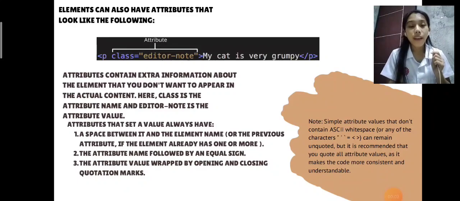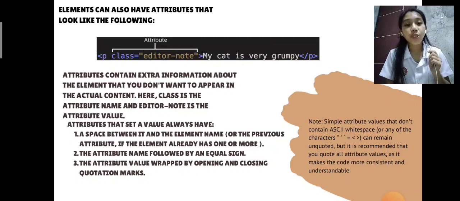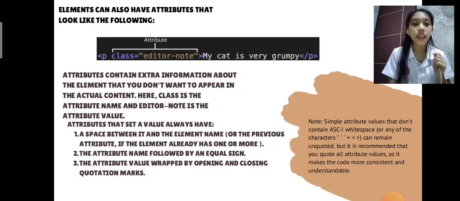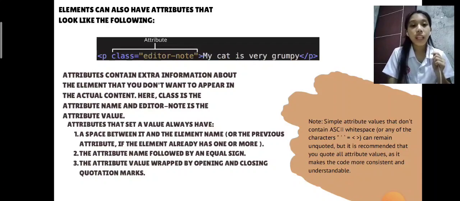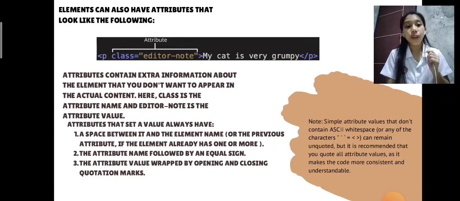Elements can also have attributes that look like the following. Attributes contain extra information about the element that you don't want to appear in the actual content. Here, class is the attribute name and editor-note is the attribute value. Attributes that set a value always have: number 1, a space between it and the element name. Number 2, the attribute name followed by an equal sign. And number 3, the attribute value wrapped by opening and closing quotation marks.